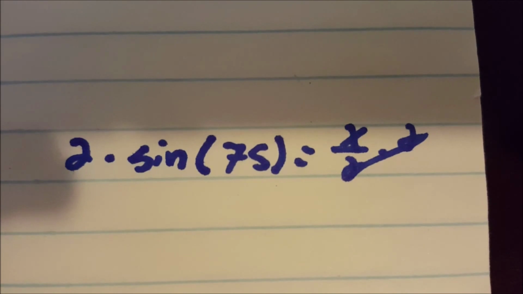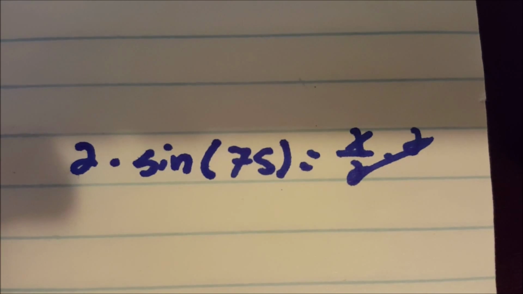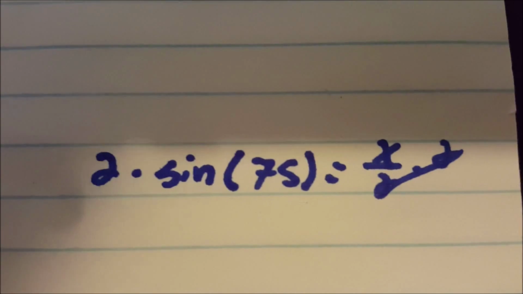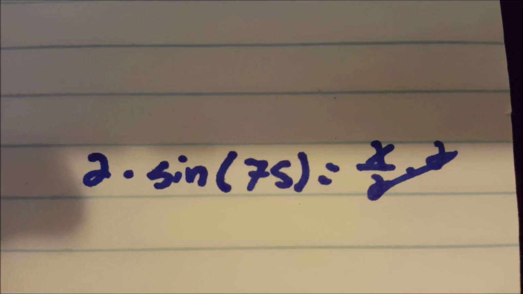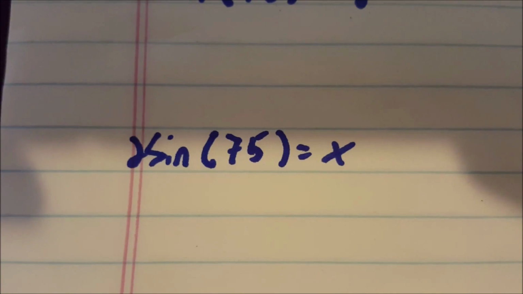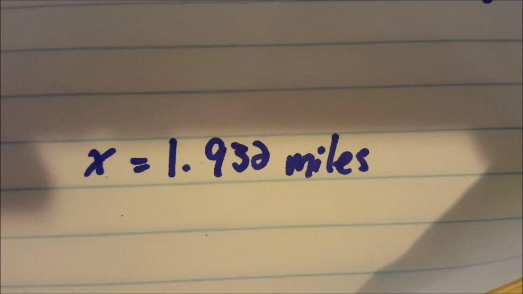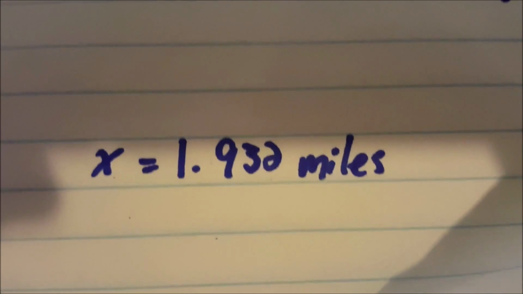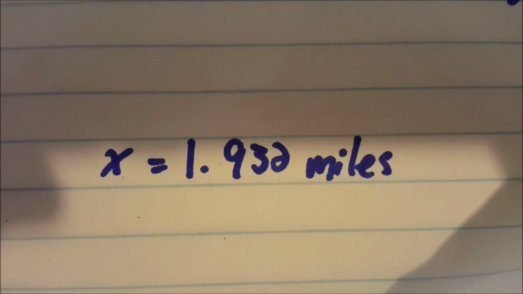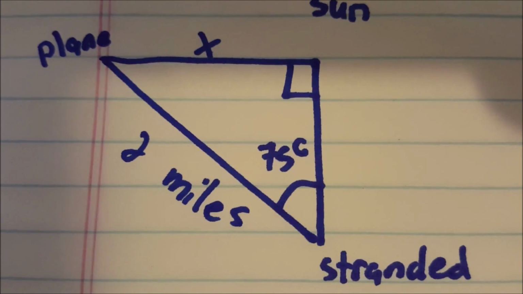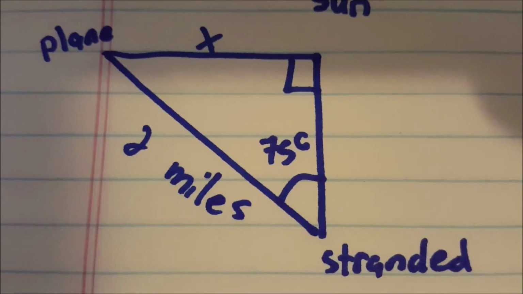Now we want to get the x alone. So we multiply by the denominator, so we multiply by 2, and what we do to one side, we have to do to the other. So we multiply sine of 75 by 2. Now the x is alone, so you're left with 2 sine of 75 equals x. When you multiply that out, x equals 1.932 miles. So the distance the plane has to travel to get exactly over the stranded people's heads is 1.932 miles.